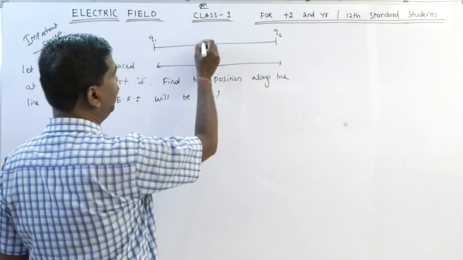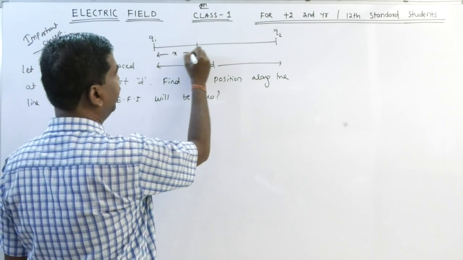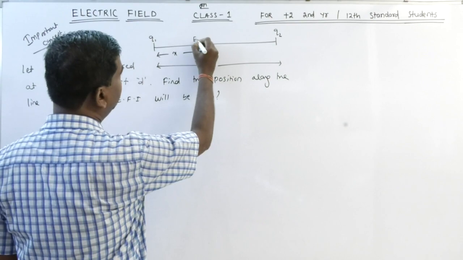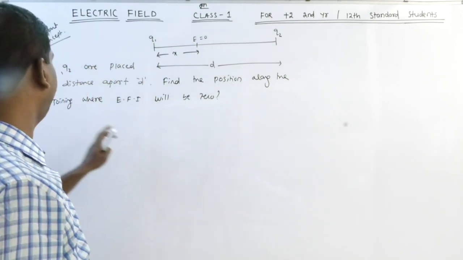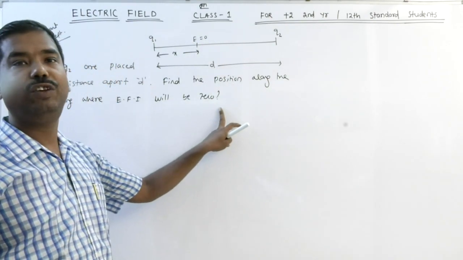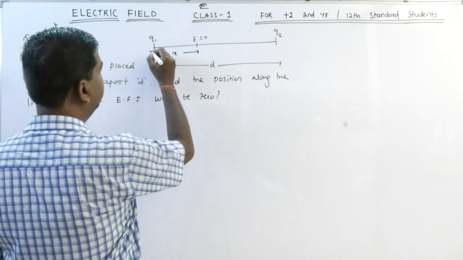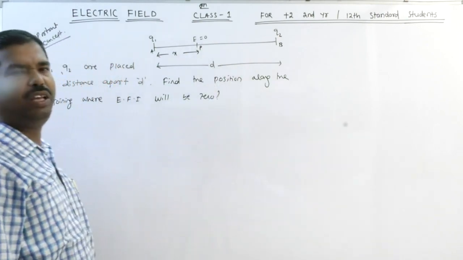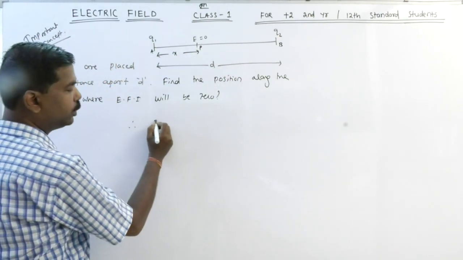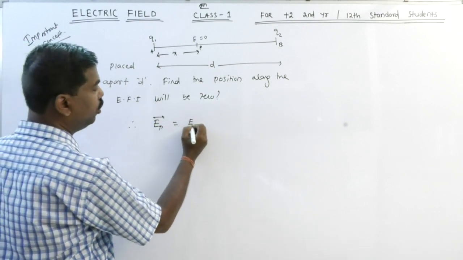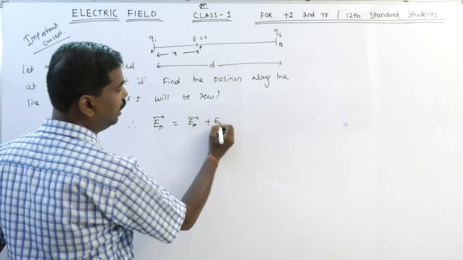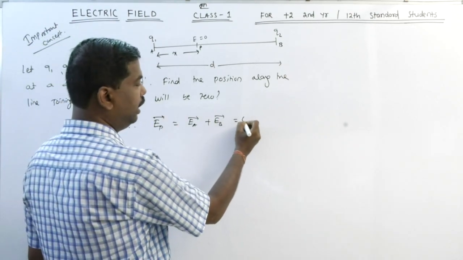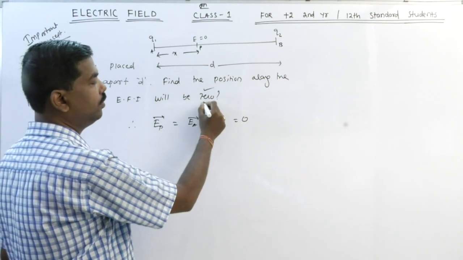Let that point be any point we have taken, let it be P at a distance x. Clear? So here electric field is 0 mentioned. Find the position along the line joining where the electric field intensity will be 0. Let this be A and this point will be B, and I have taken this point P, any point P. If it is so, electric field at P is equal to electric field at A plus electric field at B. Clear? And electric field at P will be 0, it is given.